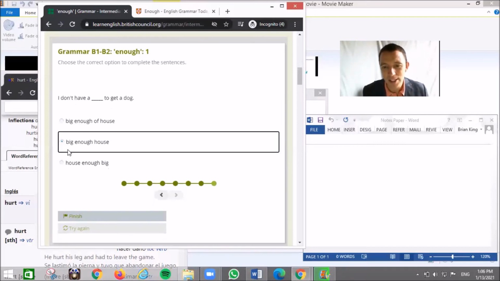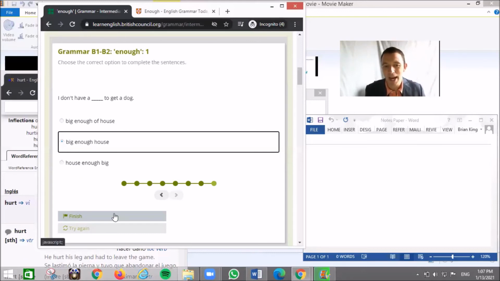I think 2 is definitely more comfortable. There is another possibility: I don't have a house big enough. So for the second possibility in relation to the position, I was incorrect. The second possibility would be "I don't have a house big enough." Okay, so it has to be in a different order for the third one to be correct.